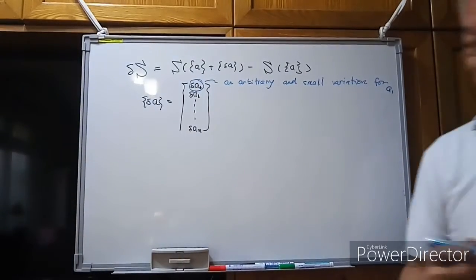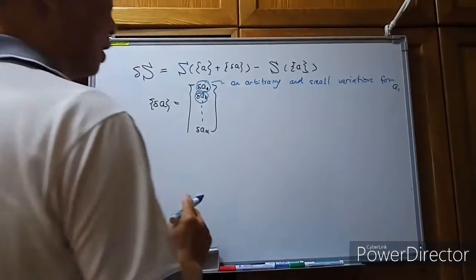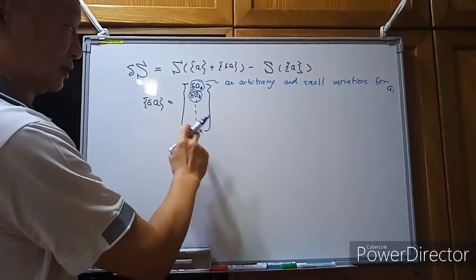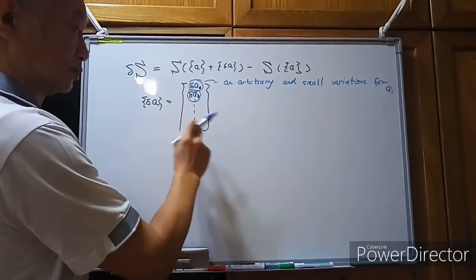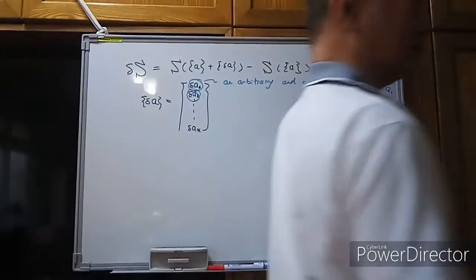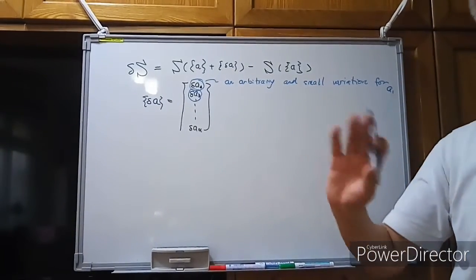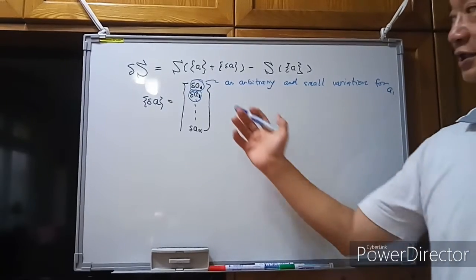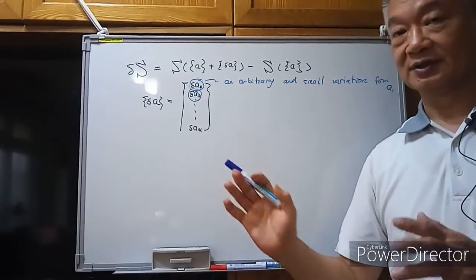And also we will make a small and arbitrary variation for the A1. Then it is the delta A1. Okay, until the last term, the delta AM. It is also an arbitrary and very small variation for the last coefficient AM. Okay, so all these variations are just random, and all the data values are independent.